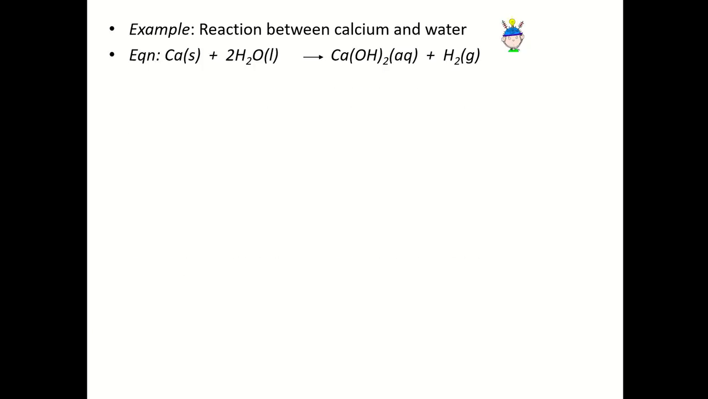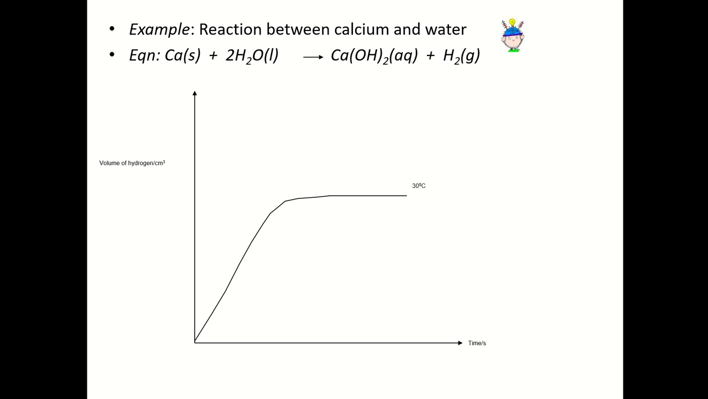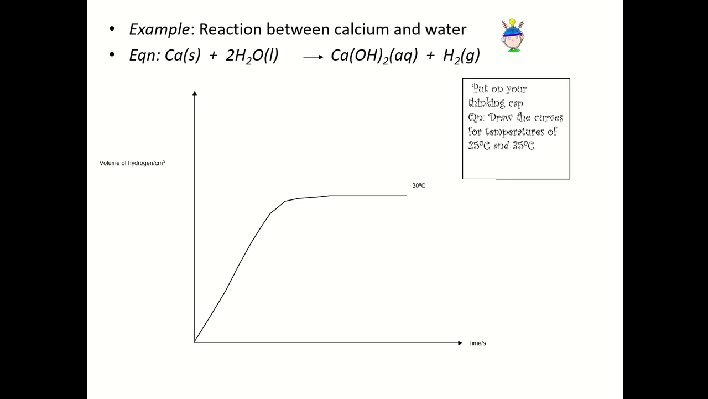Okay, so if you look at the graph, let's say for this reaction between metal and water to form metal hydroxide and hydrogen gas, say I repeat the experiment at 2 different temperatures. One is at 25 degrees Celsius and one is at 35 degrees Celsius. How do you think the graph will look like? Maybe give you a bit of time to sketch the graph.